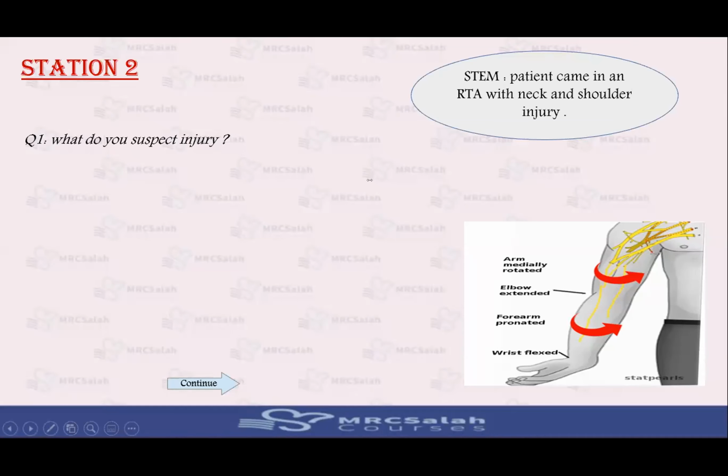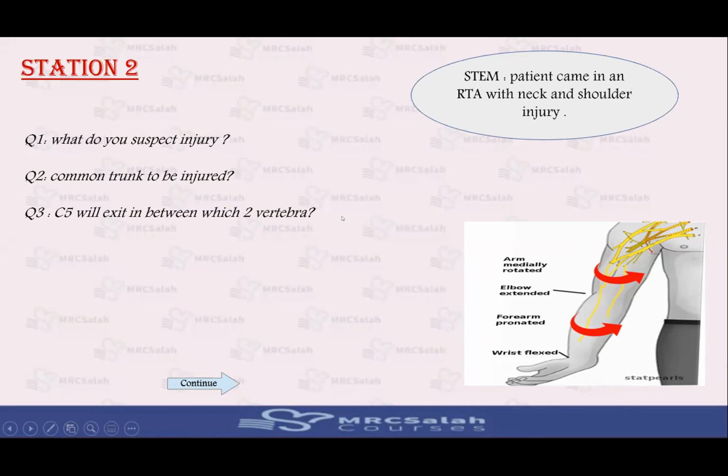Okay, so what is the injury that you would suspect? Brachial plexus injury. Okay, perfect. Which part of the brachial plexus in particular? Which common trunk to be injured? This is the upper trunk.